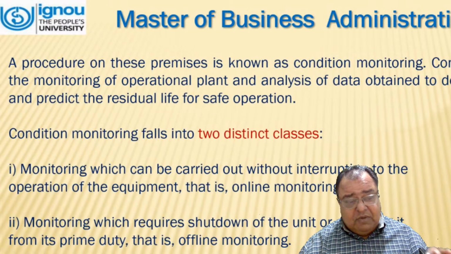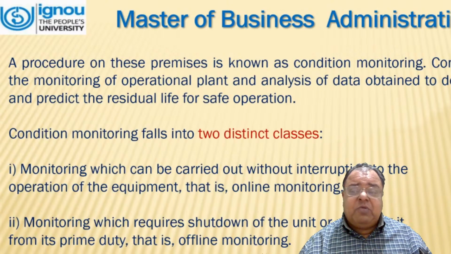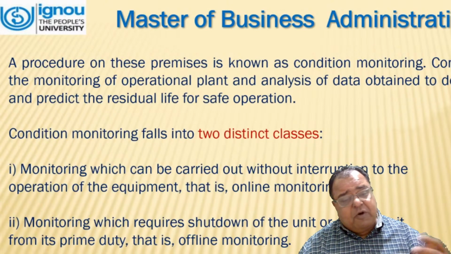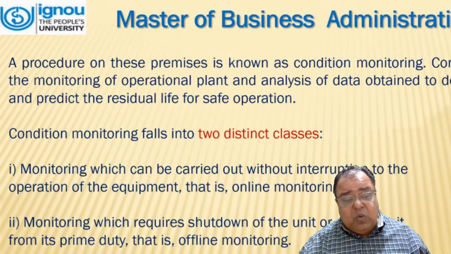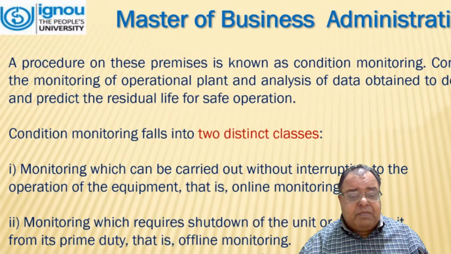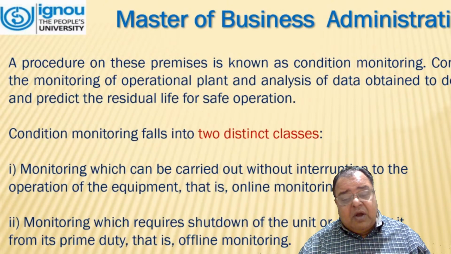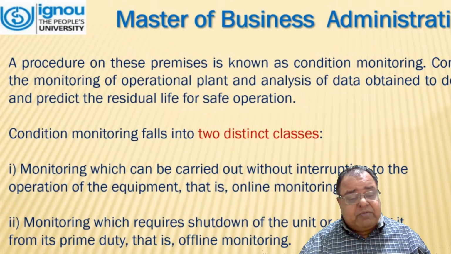Condition monitoring is monitoring of operational plant and analysis of data obtained to detect incipient faults and predict the residual life for safe operation. Condition monitoring falls into two distinct classes. The first one is monitoring which can be carried out without interruption to the operation of the equipment, that is online monitoring. And the second one is monitoring which requires shutdown of the unit or releasing it from its prime duty, that is offline monitoring.